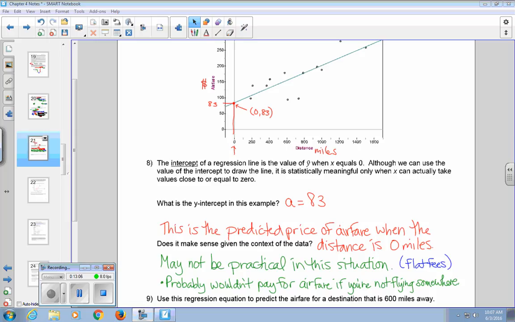All right, so just to read what I wrote down here: the y-intercept is the predicted price of airfare when the distance you're flying to, or your destination, is 0 miles away. And whether it makes sense or not, probably not. It may not be practical in this situation. You could argue again that it might be flat fees associated with just buying the airfare, but ultimately you probably wouldn't pay for airfare if you're not flying somewhere.